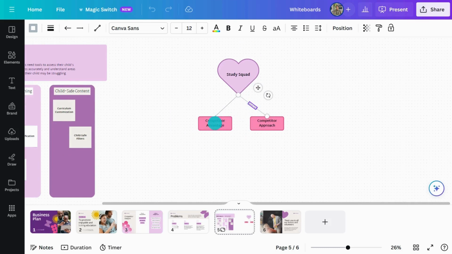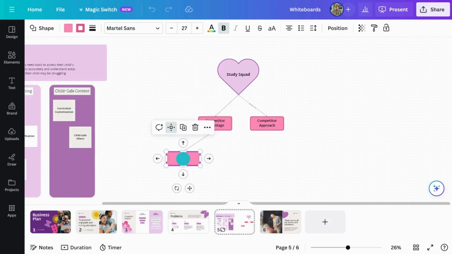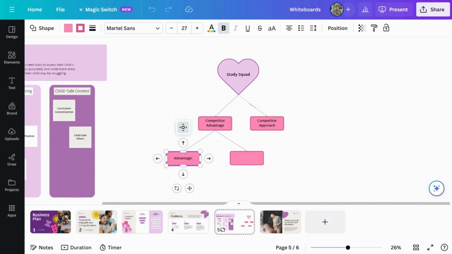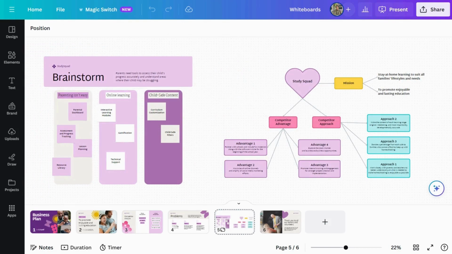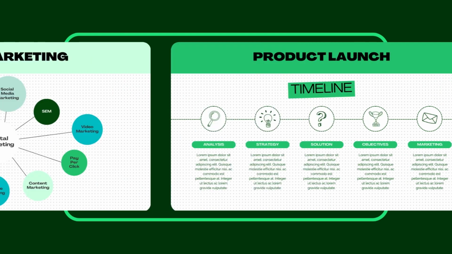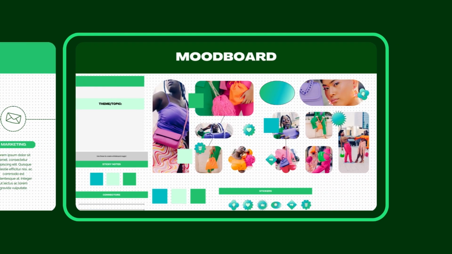Use Quick Flow to populate more shapes, like this. And before you know it, you'll have your own custom flowchart. These elements will help you build your own mind maps and decision trees in no time. Perfect for your business org chart, email marketing campaigns, product launches, mood boards, and so much more.